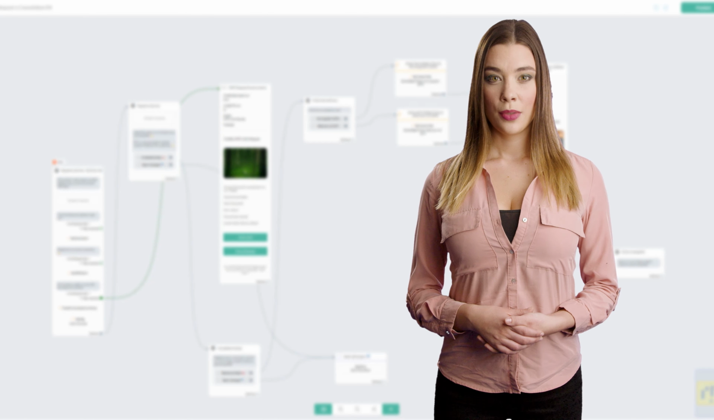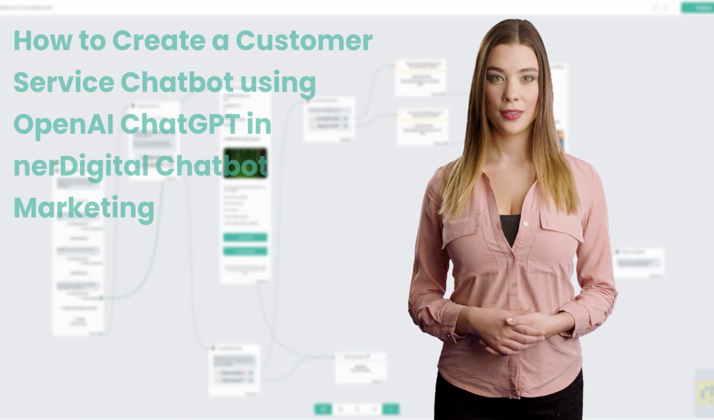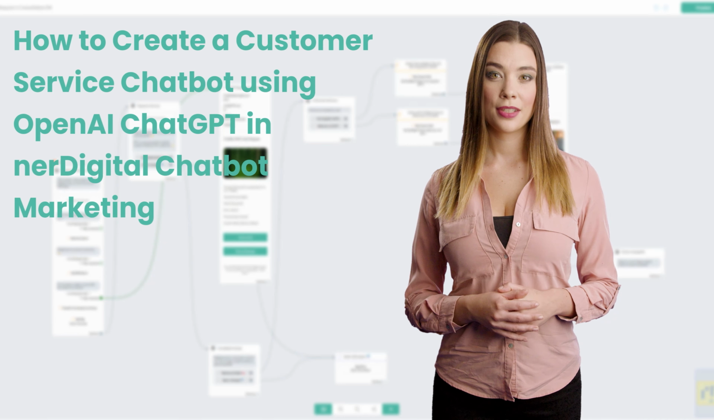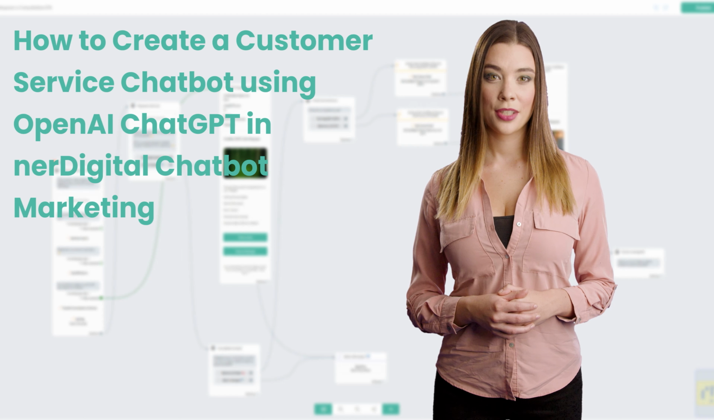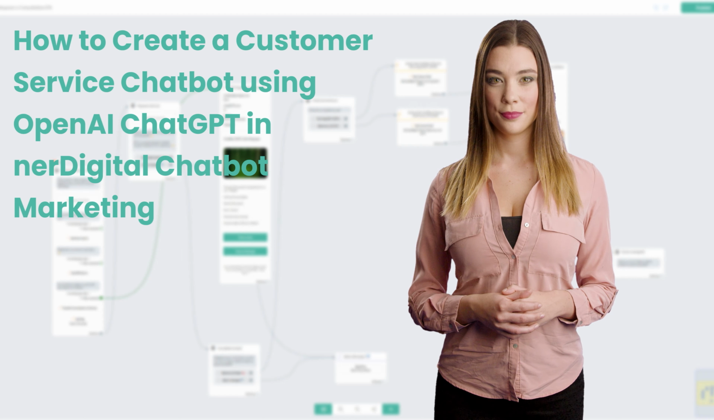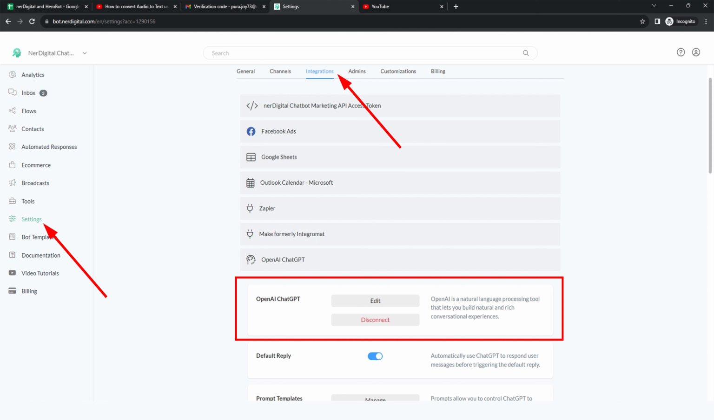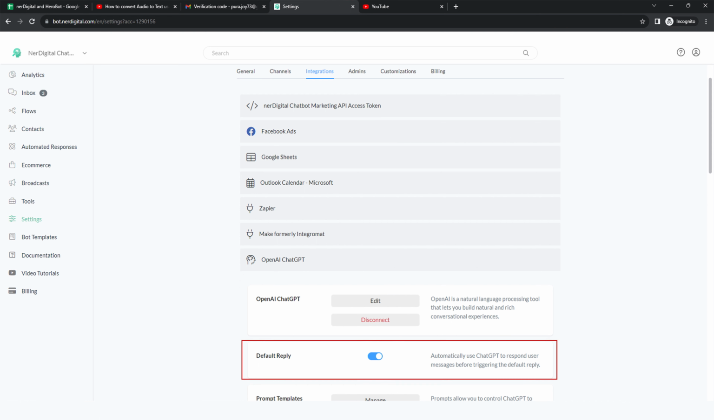In this video, we are going to show you how to create a customer service chatbot using OpenAI ChatGPT in nerDigital Chatbot Marketing. First, navigate to Integration in the Settings section and connect OpenAI ChatGPT. To use your own default reply flow, disable the option that automatically allows OpenAI ChatGPT to handle your default reply.